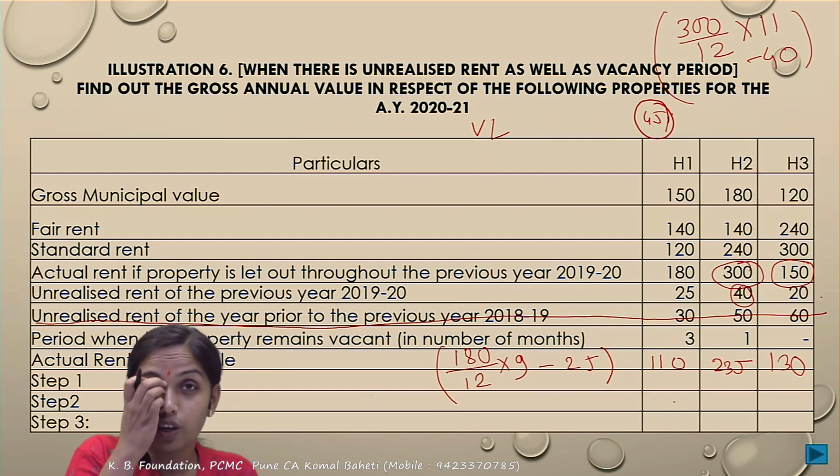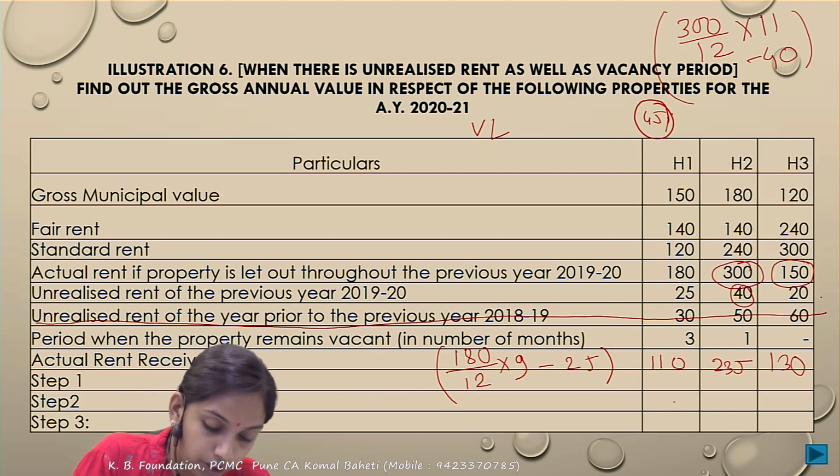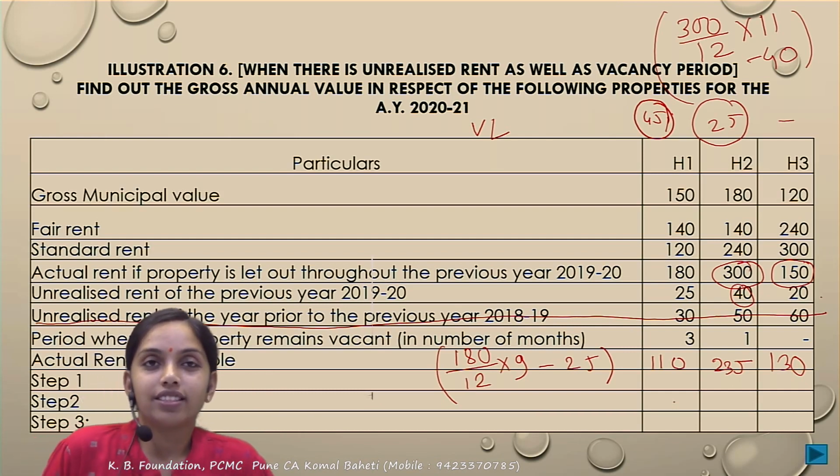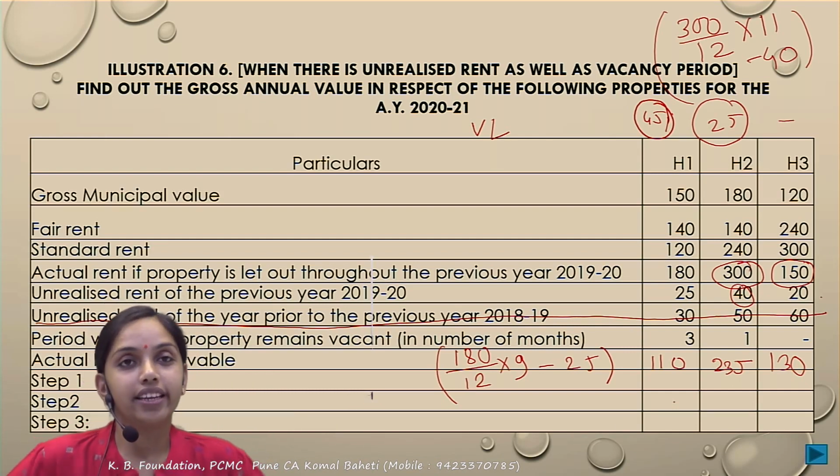45 is the vacancy loss for house 1. For house 2, how much is the vacancy loss? 25. For house 3, there is no vacancy loss at all. Correct. Why do we need to calculate the vacancy loss? In step 3, you may need the vacancy loss.